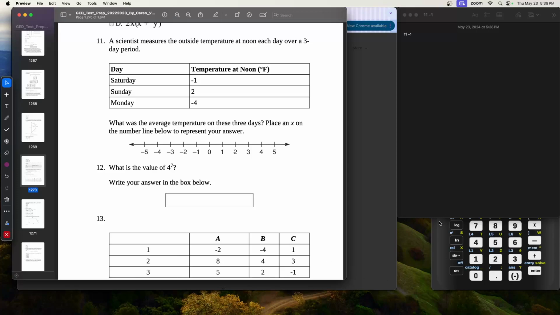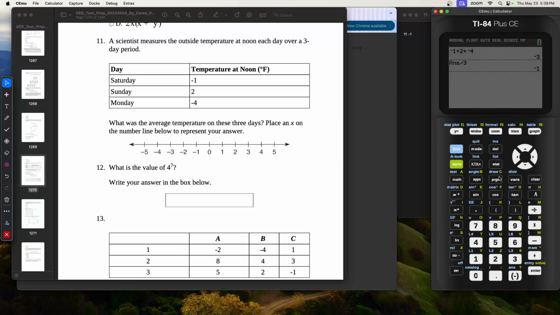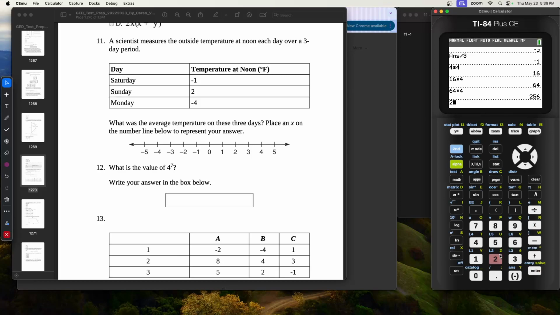If you know how to use the exponent function on your calculator, that's great. If you don't, you can always just do 4 times 4. That's 4 squared. 16 times 4. That's 4 to the 3rd. 64 times 4. That's 4 to the 4th. 256 times 4. That's 4 to the 5th. Times 4 again. That's 4 to the 6th. Times 4 again. 16,960.